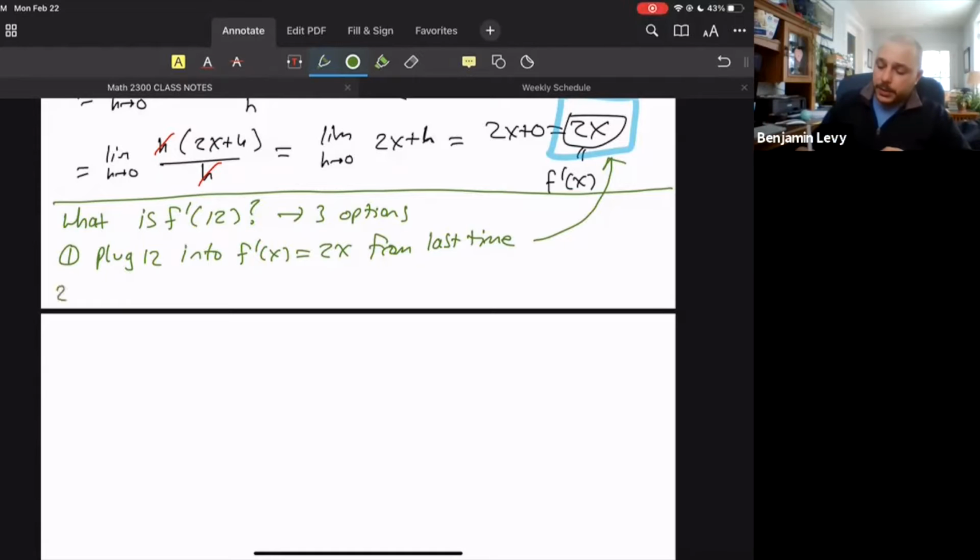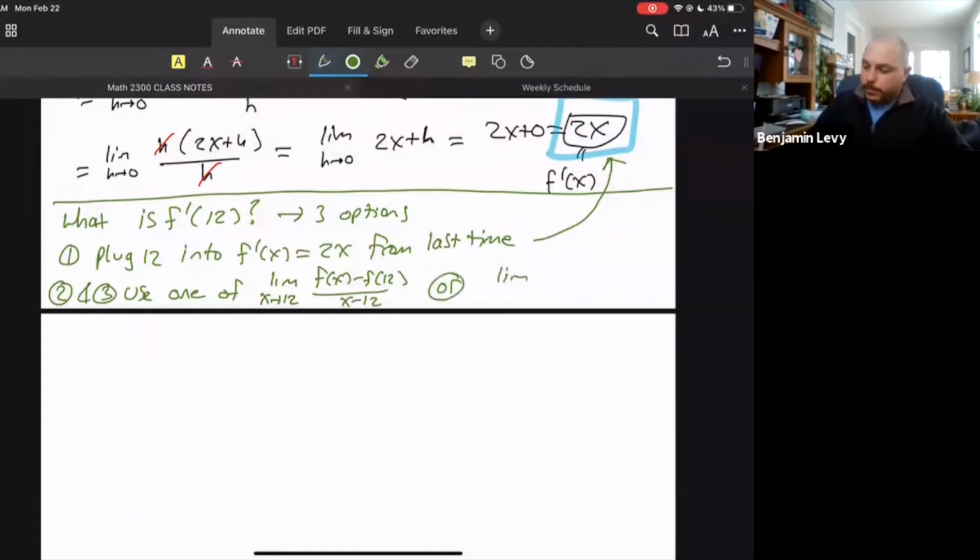The other two options are to use the limit definition. So 2 and 3, I would say, are to use one of the following. Right, so I'm just writing down the three things I showed you just a second ago, but specifically applied to this case. And so those are the three options.